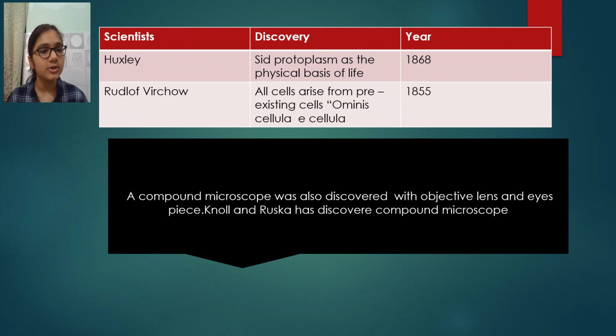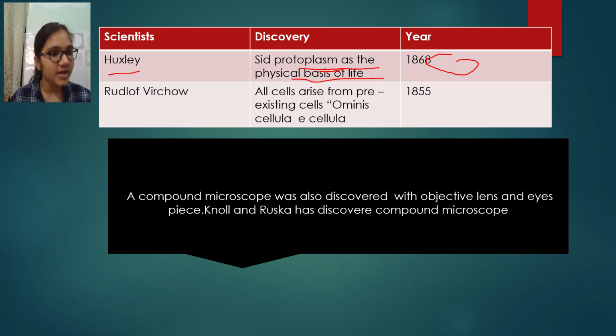The next is Huxley. In the year 1868, Huxley gave a line stating that protoplasm is the physical basis of life. All these three scientists are saying the same thing. Dujardin also said this, then J. Purkinje also said the same, and Huxley also said this only. So these are the three scientists' names. The discovery is very simple, so you can learn that very easily.